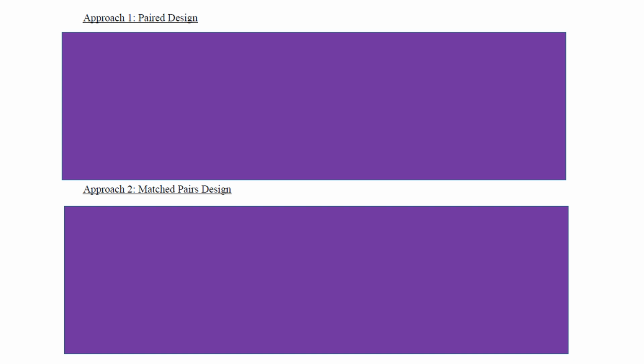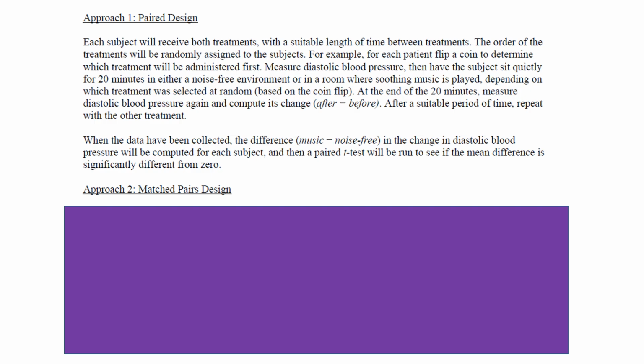So approach 1 would be a paired design. Here each subject will receive both treatments with a suitable length of time between the treatments. The order of the treatments would be randomly assigned to the subjects. For example, for each patient you're going to flip a coin to determine which treatment will be administered first.